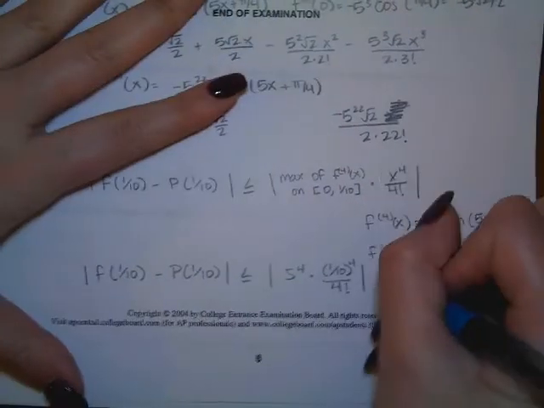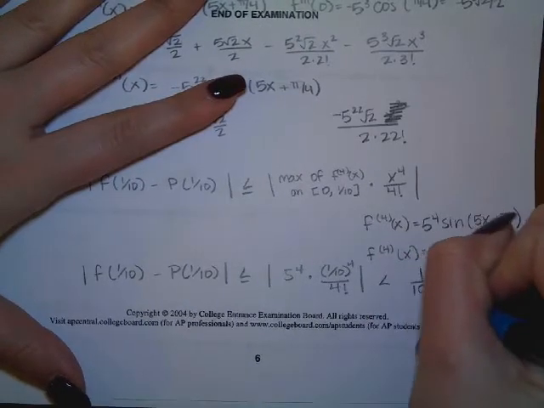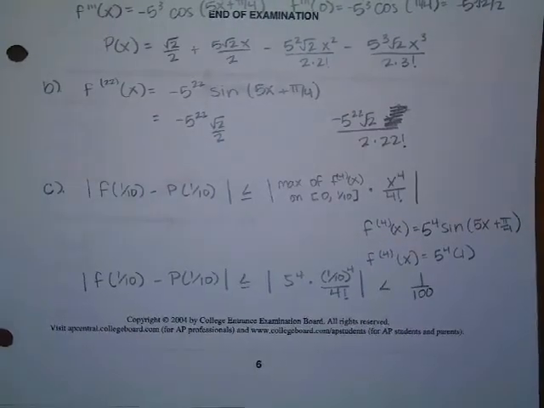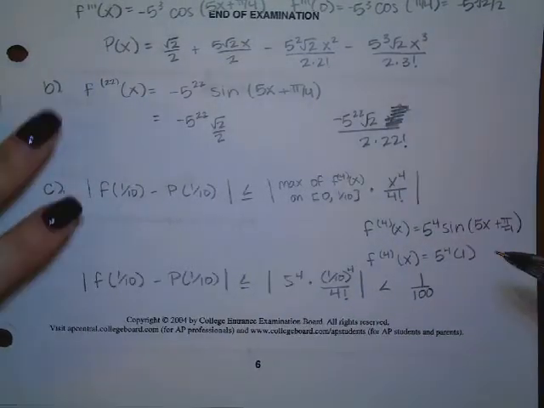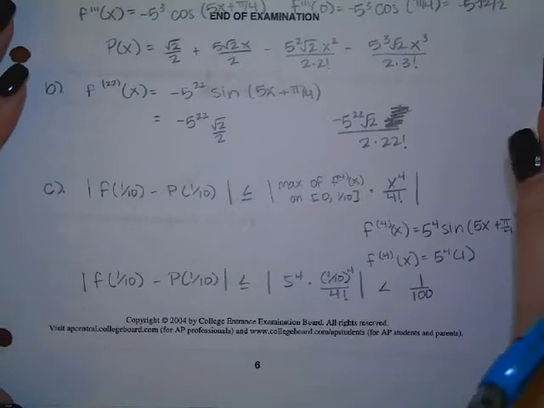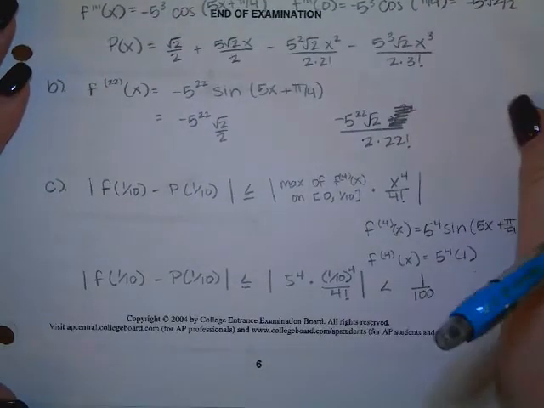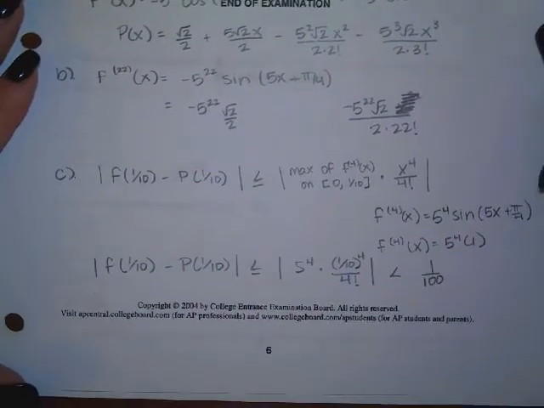Okay, and that is less than 1/100th. And if you want to simplify that, you can. You do not have to. I would maybe recommend leaving it. 1/24,000th times 5 to the 4th. Yeah, you can simplify it way down, which I did, but you can do that later. We're gonna leave it here. 625 over. But this would be an acceptable answer. That would be an acceptable answer.